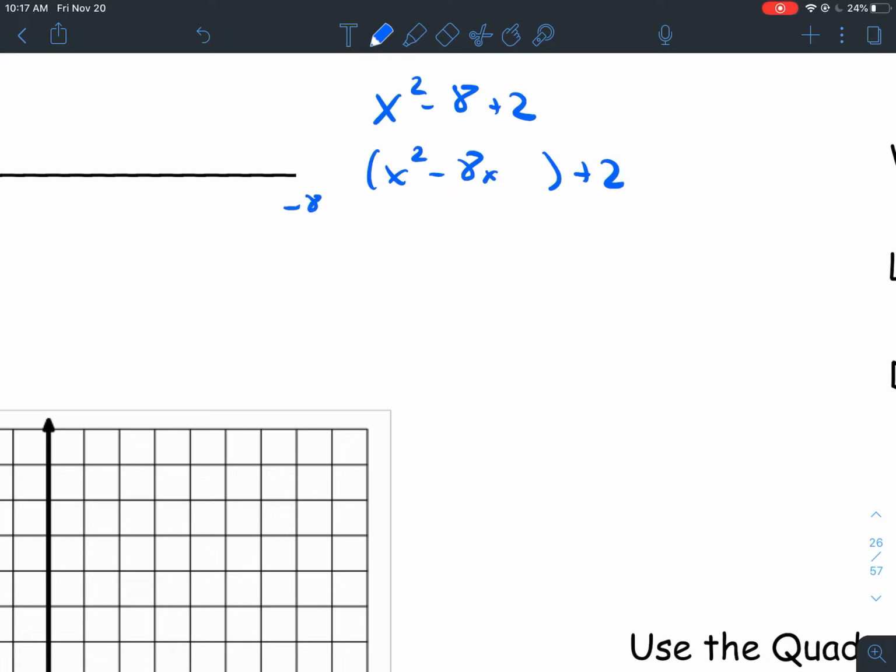And then we're going to do negative 8 divided by 2 and square it, which would give us negative 4 squared, which gives us a positive 16. So we added in 16. Now we need to subtract out 16. We're going to get x minus 4 squared, right? Because we take our middle term, divide by 2. We've got 2 minus 16, which is going to give us a negative 14.